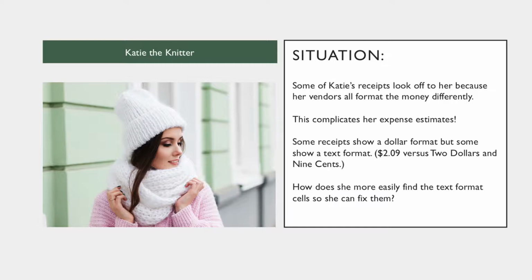Some of these receipts show the dollar format, but some of them show a text format. For example, $2.09 in this format versus the typed out words "two dollars and nine cents." So how does she more easily find the text format cells, or the rows that have cells with text format for the money, and see how she could fix them faster? Let's see if we can help.